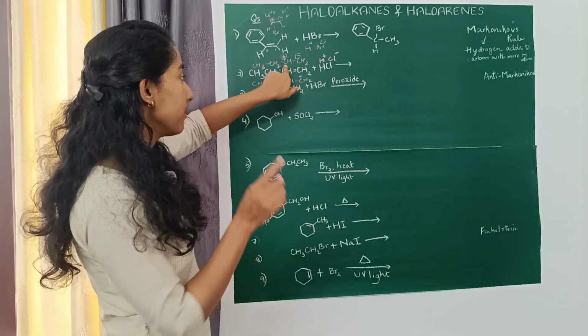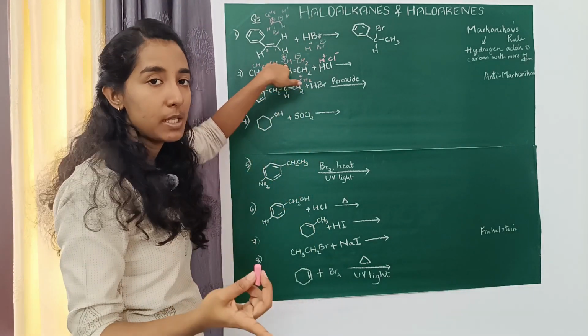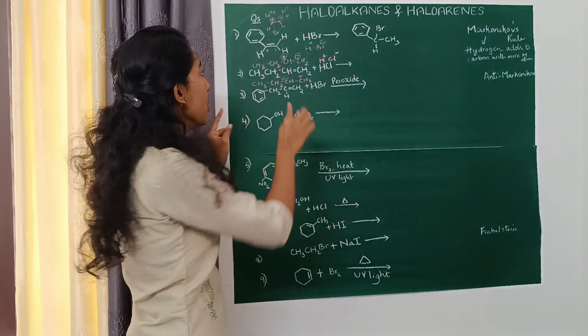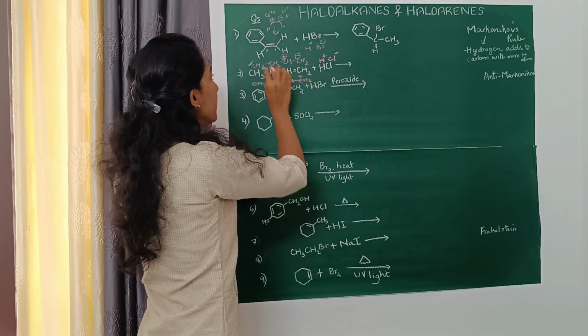And what I told you, a positive carbocation when it is in the secondary position is more stable. Secondary carbocation is more stable. So you will go with this structure. So you don't go with this structure, you go with this structure.